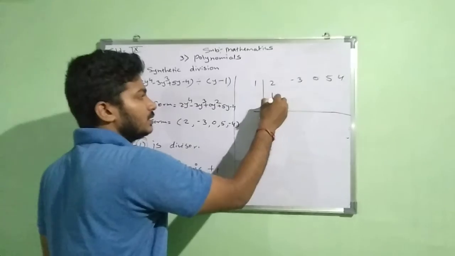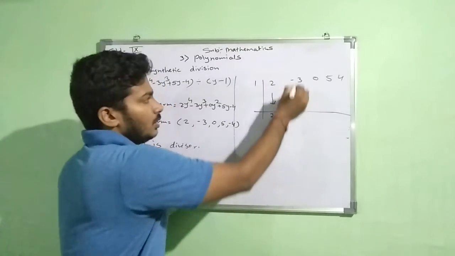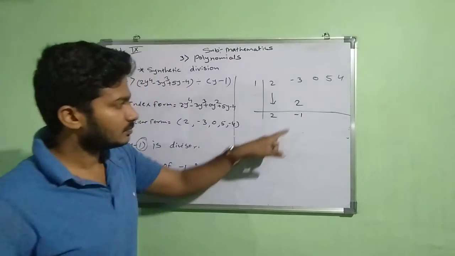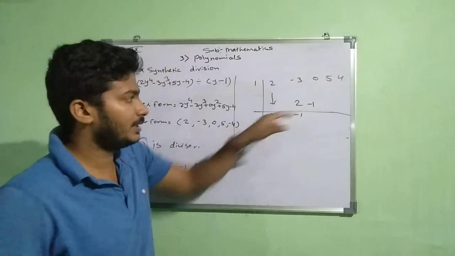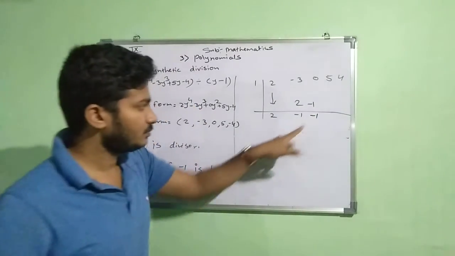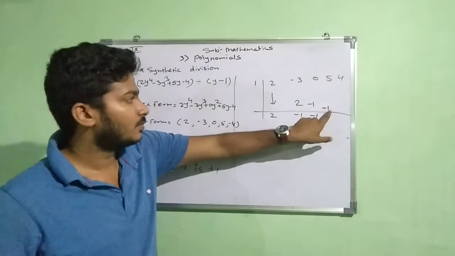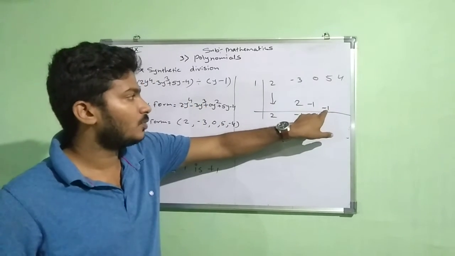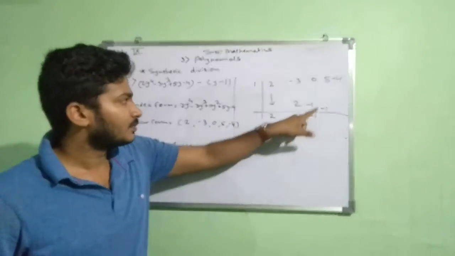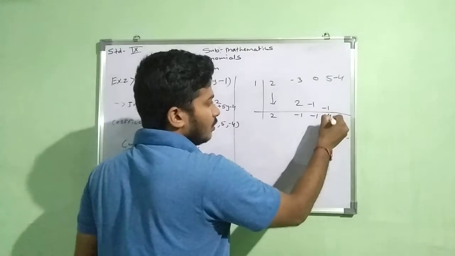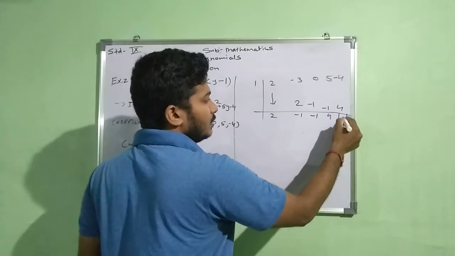As we have done previously, the first term will be as it is. Now we multiply 2 into 1, 2. Minus 3 plus 2 will be minus 1. Minus 1 into 1 will be minus 1. Now 0 minus 1 is minus 1. Minus 1 into 1 will be minus 1. 5 minus 1 is 4. Now 4 into 1 will be 4. Now minus 4 plus 4 will be 0.